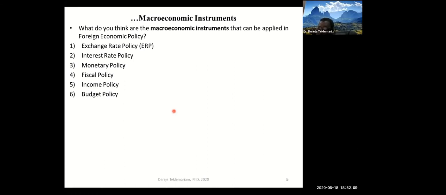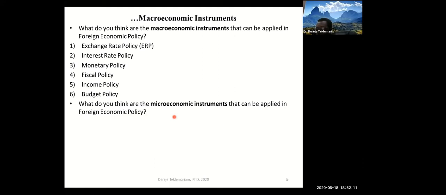So just for making things easier, what do you think are the micro? Let's talk about the micro issues. The microeconomic instruments. Can you mention them? Yeah, we already discussed them last time.